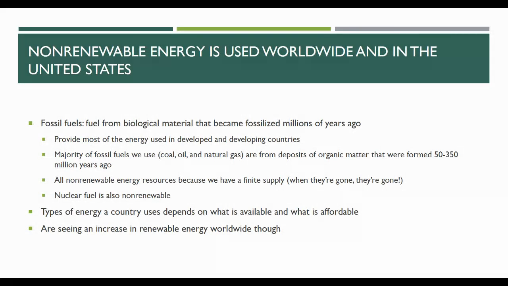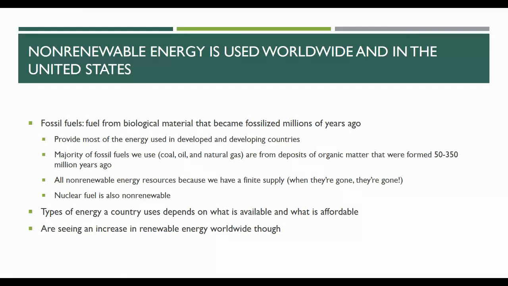So, non-renewable energy is used everywhere on our Earth. Fossil fuels are any fuel from biological material that became fossilized millions of years ago. They provide most of the energy used in both developed and developing countries, and the majority of fossil fuels we use, like coal, oil, and natural gas, are from deposits of organic matter that were formed between 50 and 350 million years ago. These are all examples of non-renewable energy sources because we have a finite supply. As they say in my favorite car commercial from back home, when they're gone, they're gone. And we are not going to get any more of these.